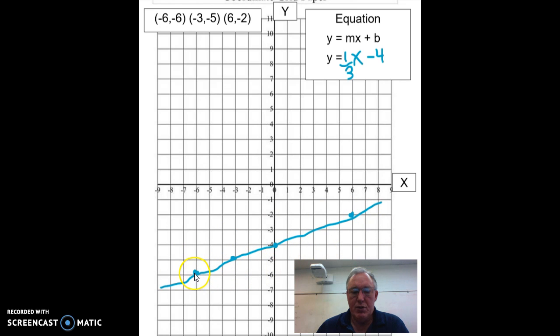Look at this for one last thing. You know how we went from this point up 1 and over 3? Look how we get to the next one. Up 1, 1, 2, 3. Up 1, 1, 2, 3. See, that is the slope, because every time we use the slope, we find ourselves back on the line.